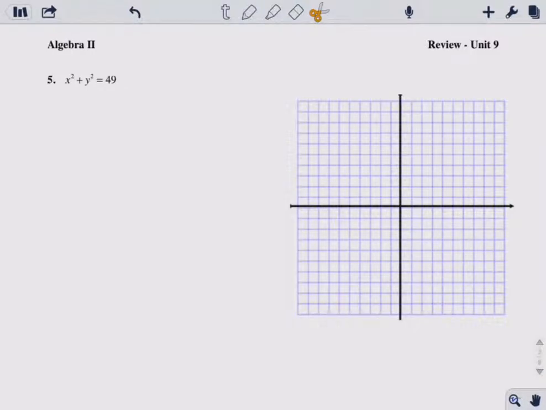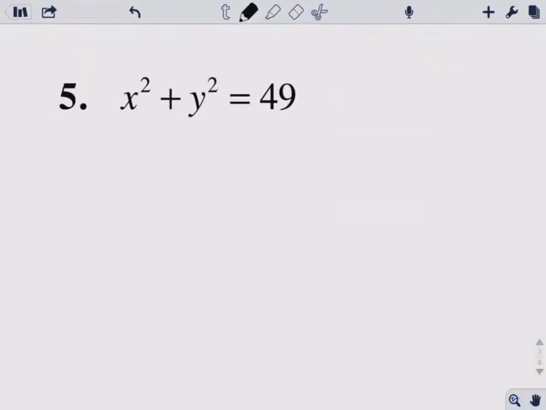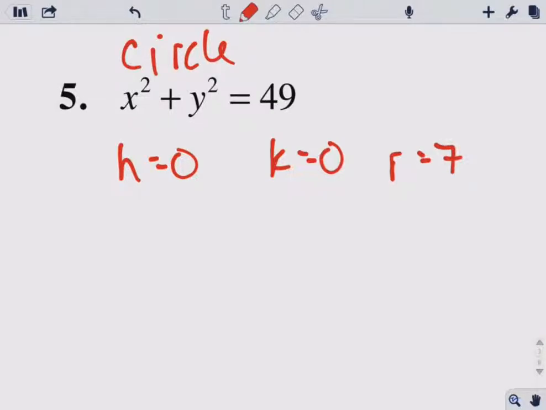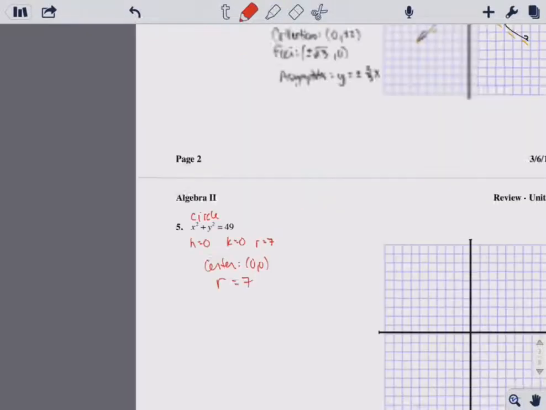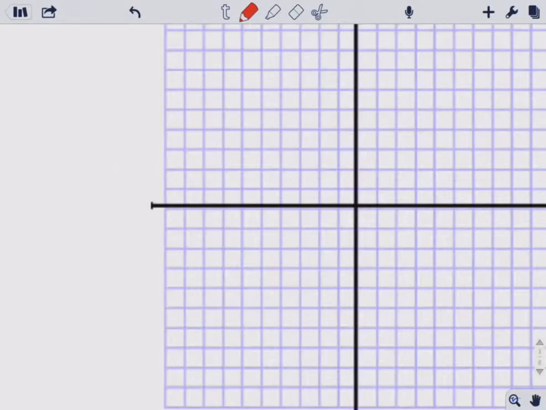Okay, page 3 of our Unit 9 review. Again, we're graphing and writing the pertinent information. So we're picking these things out. I'll go a little bit quicker as we've talked through one. It's a circle. H is equal to 0, K is equal to 0, R is equal to 7. So my center is 0, 0. My radius is equal to 7. There's my pertinent information for a circle.